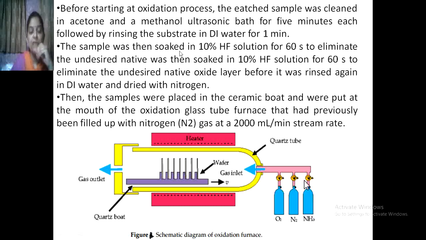The sample was then soaked in a 10% HF solution, hydrofluoric acid, for 60 seconds, that is about 1 minute, to eliminate the undesired native oxide layer.